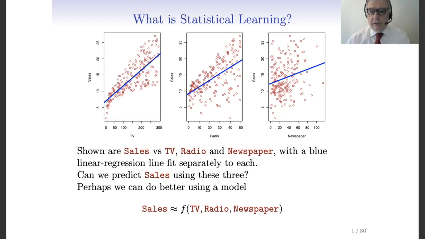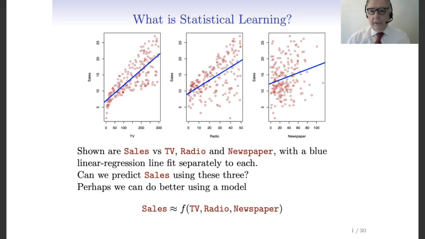What is statistical learning? We start with an example. So we have this data where we have sales, and this is the result of an ad campaign. So money has been spent in advertisements, and these were advertisements on TV, on radio, and on newspapers. So we have three independent variables, and the final goal is to increase sales.